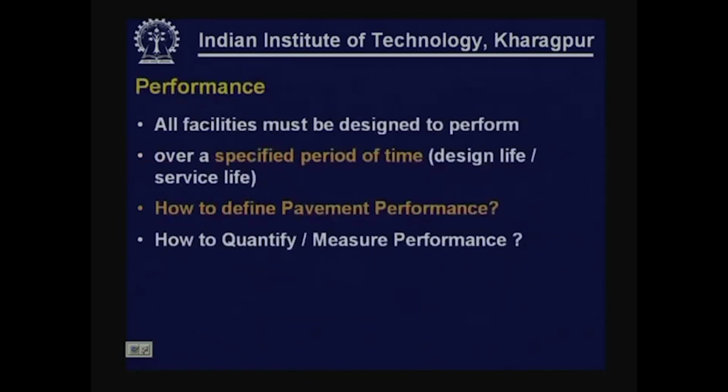We mentioned performance and also said the pavement has to perform. For that matter, all facilities must be designed to perform. They have to perform over a specified design period. We call it the design period or service life period: 10 years, 15 years, and depending on the importance of the road, we may select 20 years. If it is of lesser importance, we may select 5 years or 10 years as the life period or service period. So, during this period, the pavement has to perform satisfactorily.